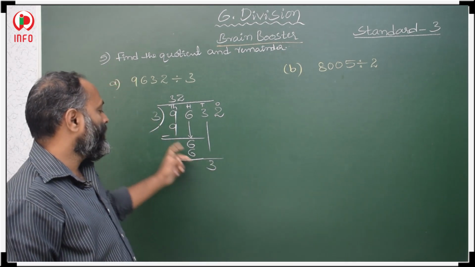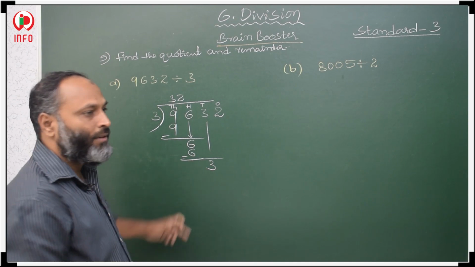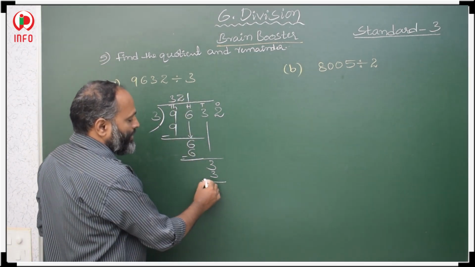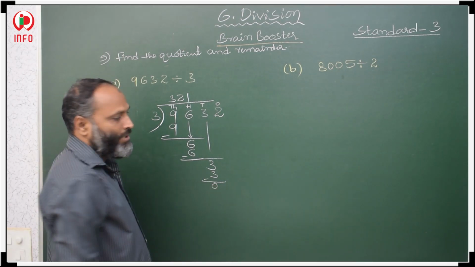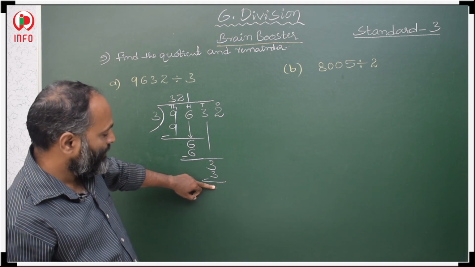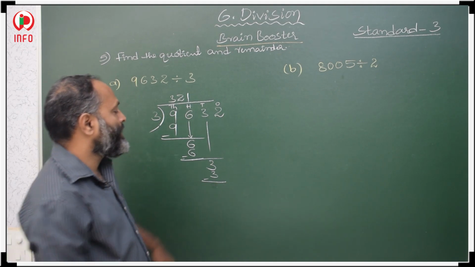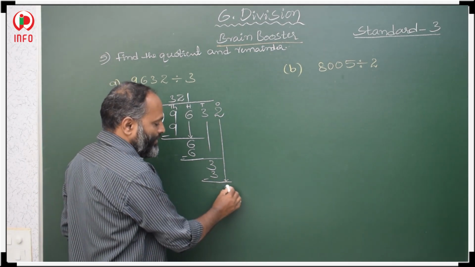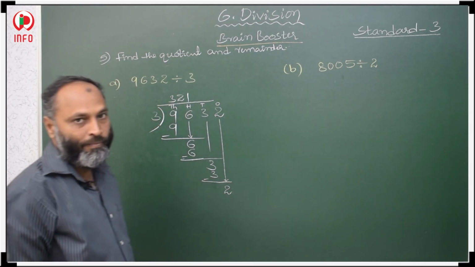In the 3 table, when will you get 3? 3 ones are 3. Next, same number minus same number is 0. If it is 0, no need to take that 0. Next take the ones place. What is there in the ones place? In the ones place, 2 is there.